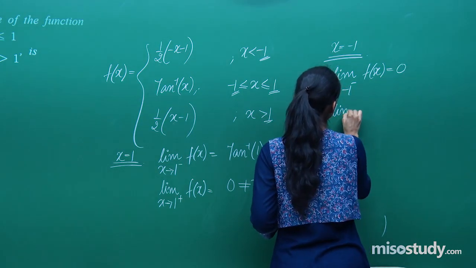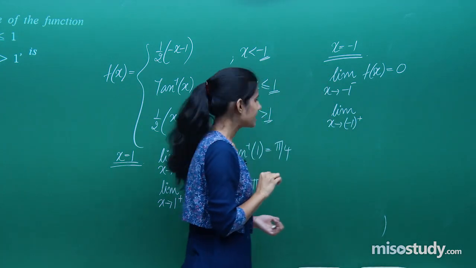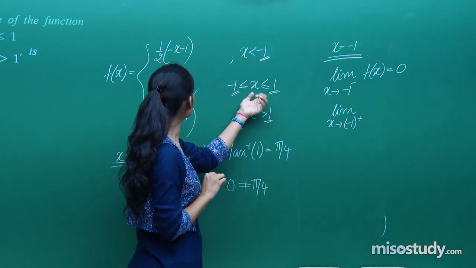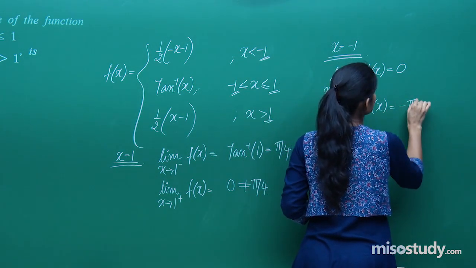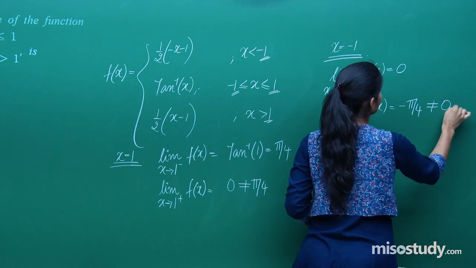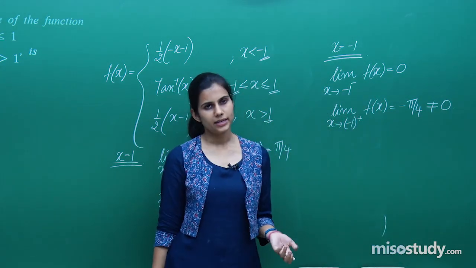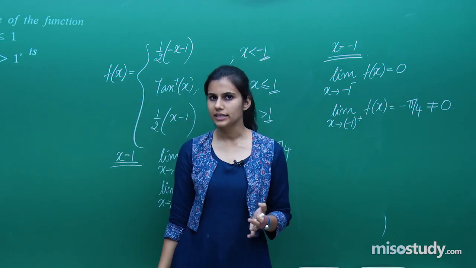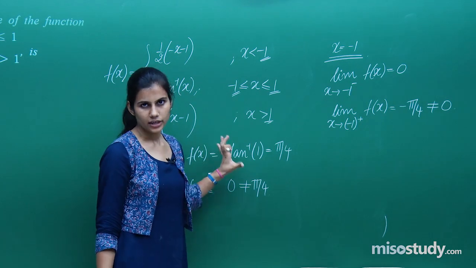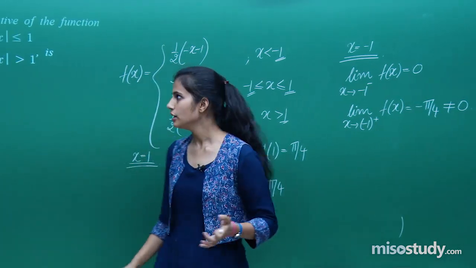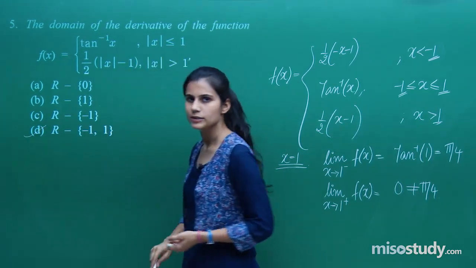And the limit as x tends to minus 1 from the positive side is going to give you tan inverse of minus 1, which is minus pi by 4, clearly not equal to 0. Again, discontinuous at x equals minus 1 and hence not differentiable at x equals minus 1. So my function is continuous and differentiable at all the points on the real line except 1 and minus 1. So the domain of the derivative of the function will be R minus {1, minus 1}.